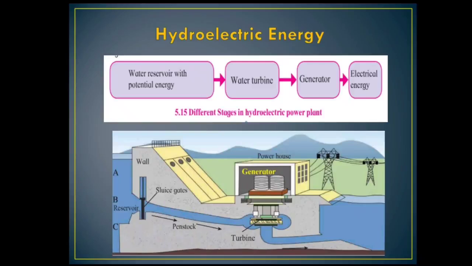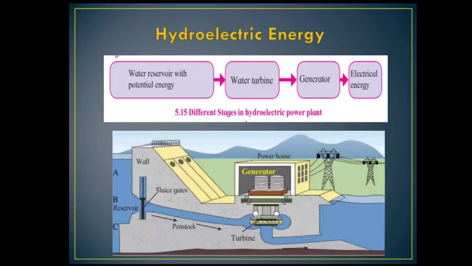Hydroelectric energy, kinetic energy in flowing water or potential energy in water reservoir, is a conventional source of energy. In hydroelectric power plant, the potential energy in water stored in dam is converted into kinetic energy of water. Fast flowing water is brought from the dam to the turbine at the bottom of the dam. The kinetic energy of the flowing water drives the turbine. The turbine in turn drives the generator to generate electricity.